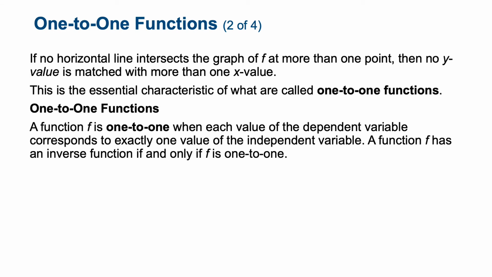So if no horizontal line intersects the graph of f at more than one point, then that means that no y value is matched with more than one x value. So every output has a unique input, and since it's a function, every input has a unique output. This is what we call a one-to-one function. A function is one-to-one when each value of the dependent variable corresponds to exactly one value of the independent variable. And so a function f has an inverse function if and only if it's one-to-one.